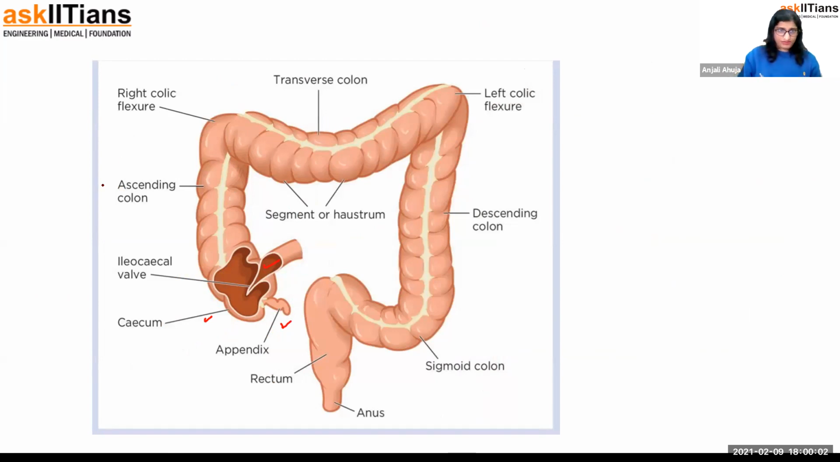First is the ascending colon. Then there is the transverse colon, then the descending colon and the sigmoid colon, which appears like an S shape. Then there is the rectum and then the anus. So the large intestine appears to be about 1.5 meters long. The cecum is like the junction.